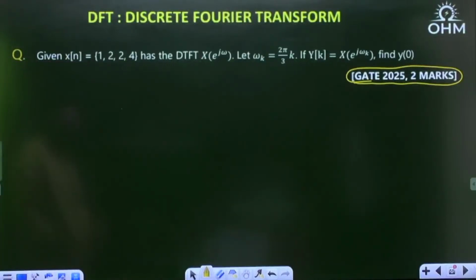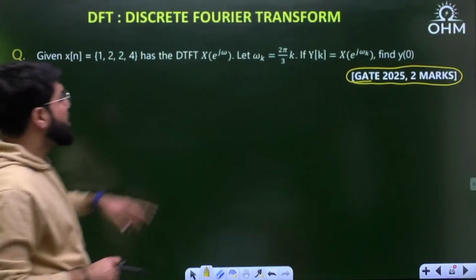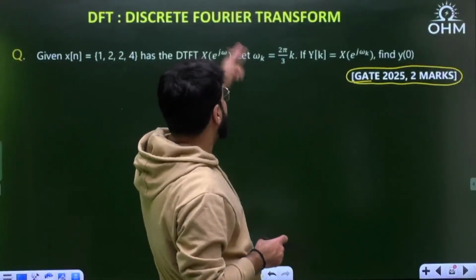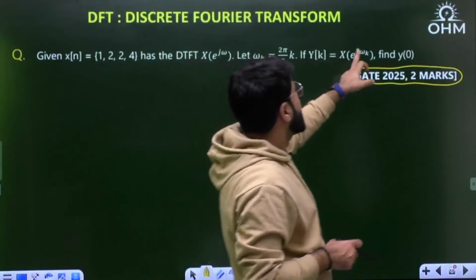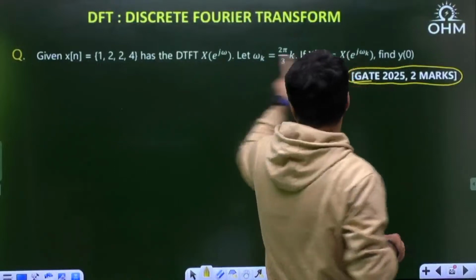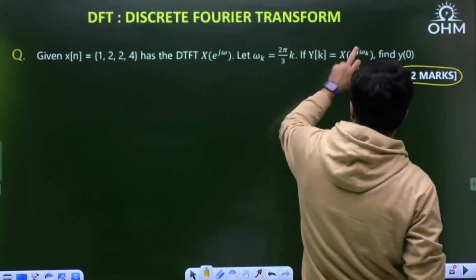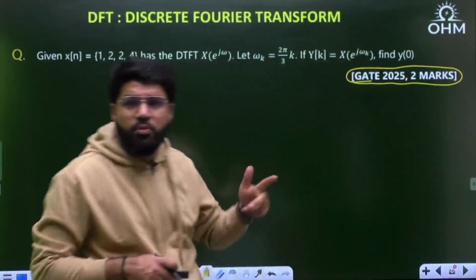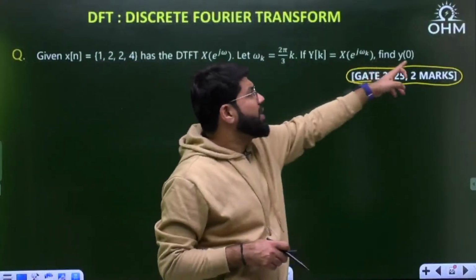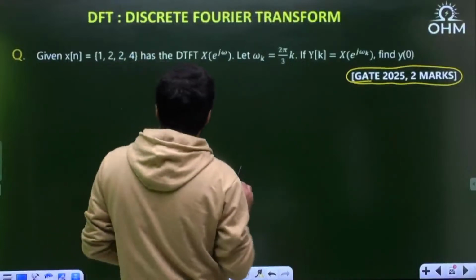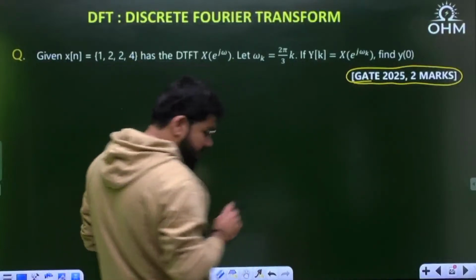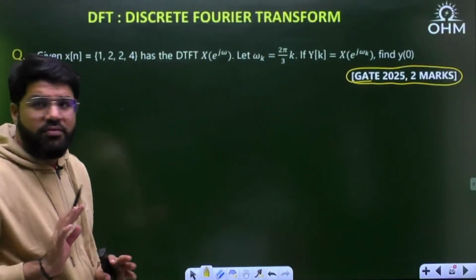The question is: given a signal x[n] = {1, 2, 2, 4} and it has the DTFT X(e power j omega). Now let omega k, they have called the omega by this symbol, omega k equal to 2 pi by 3 into k, and then let Y[k] be X(e power j omega k). That means in the X of omega, you convert omega to omega k, you are converting to DFT, and suppose that DFT is Y[k], find y[0]. See here, can we calculate the DFT of this signal? Yes, we can calculate the DFT of this signal.